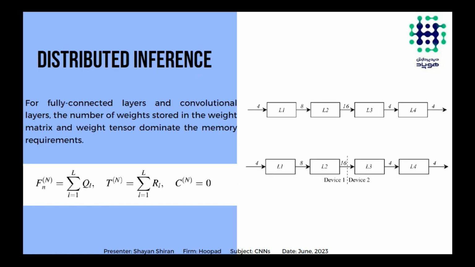And let's go to the main purpose of this presentation, and it's about distributed inference. For fully connected layers and convolutional layers, the number of weights stored in the weight matrix and the weight tensor dominate the memory requirements. And hence, we approximate the memory footprint F subscript n. It's better for us to pronounce it FN.